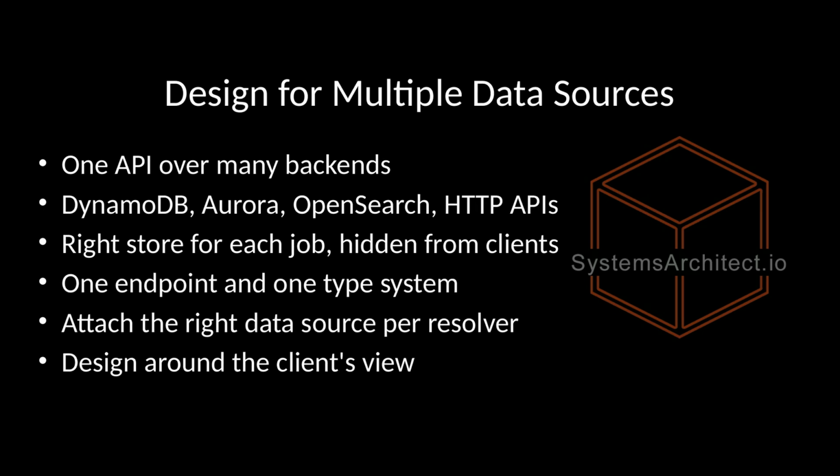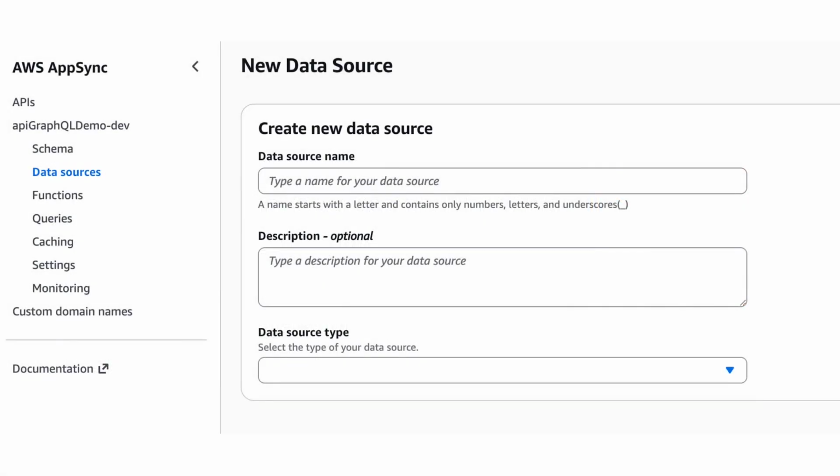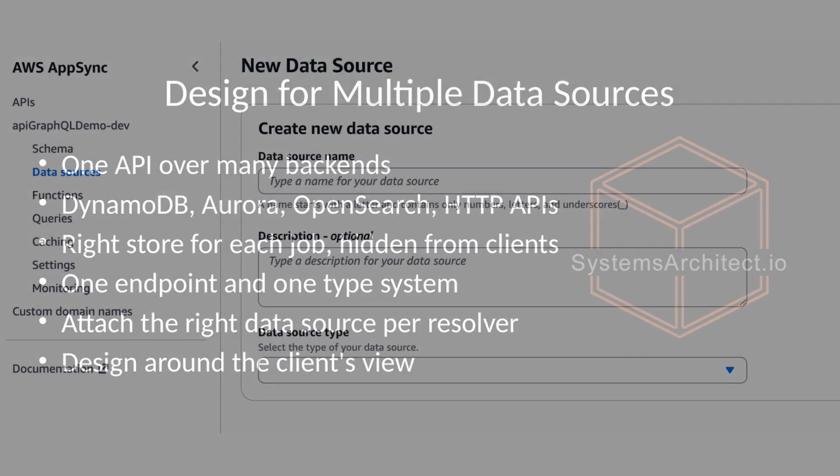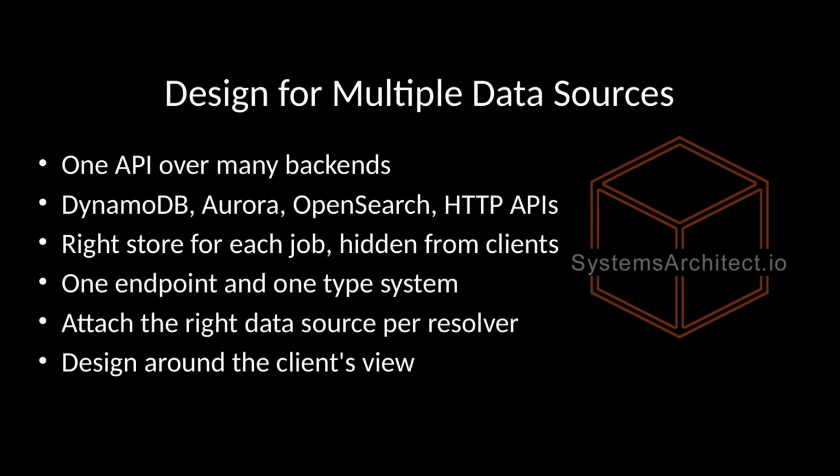11. Design for multiple data sources. One of AppSync's biggest strengths is unifying many backends behind a single GraphQL API. A single query can pull from DynamoDB, Amazon Aurora, OpenSearch, and external HTTP APIs, all presented to the client through one consistent schema. Clients get one endpoint and one type system instead of juggling several services themselves. Design the schema around the client's view of the domain, not around the boundaries of your underlying systems.